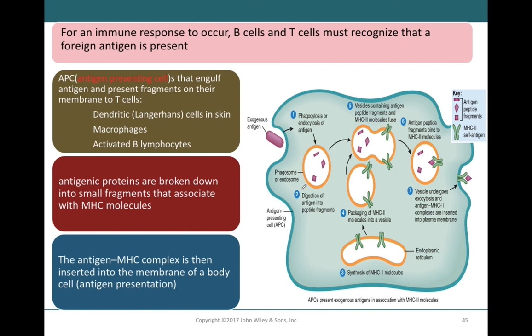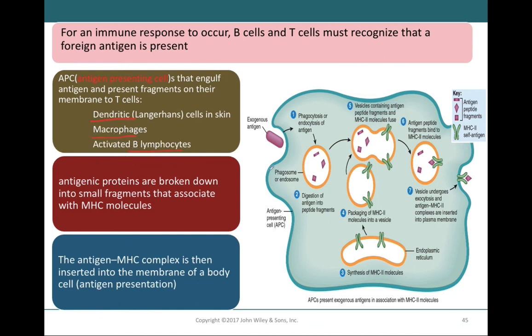Now, T cells are very particular cells. They don't like to get their hands dirty. So in order for T cell activation to occur, another type of cell, known as an APC, an antigen-presenting cell, must process an antigen and present it out to the T cells. The three cells that can act as antigen-presenting cells are the dendritic cells, macrophages, and B cells.